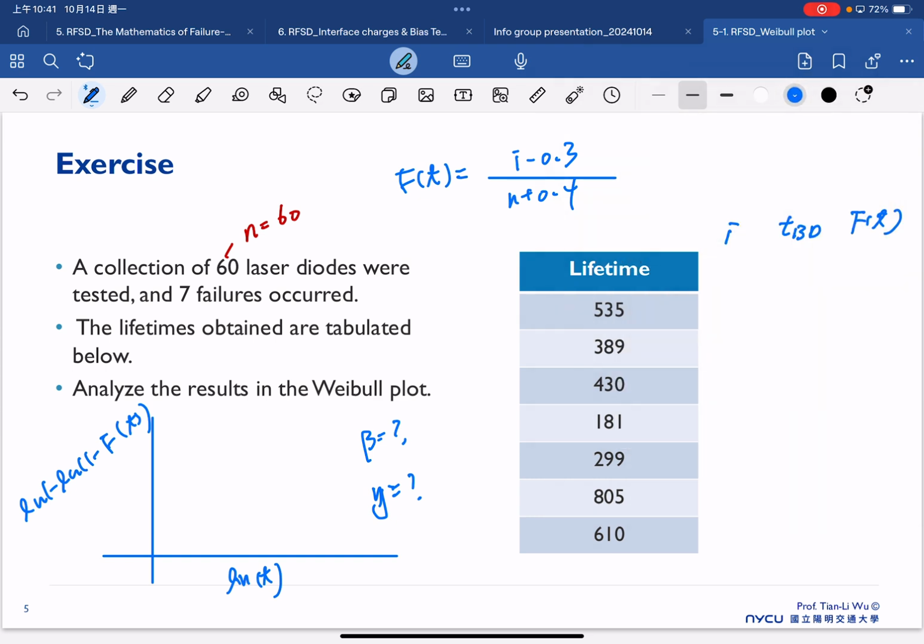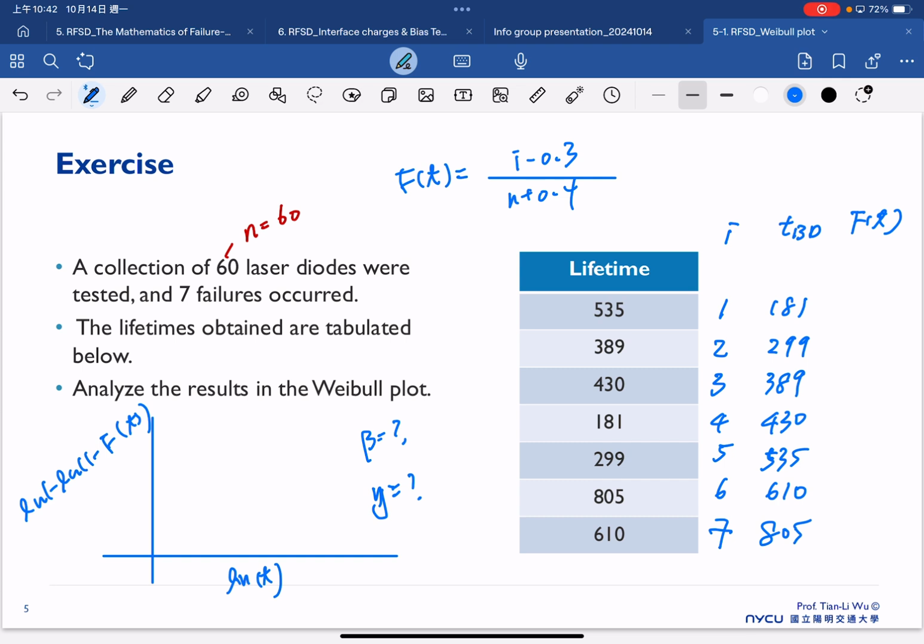So in this case, for sure, first we do the index. We have seven device values, so i will be equal to 1, 2, 3, 4, 5, 6, 7. And we do the ranking, from the smallest one to the largest one. The smallest one is 100, 201, 299, 389, 430, 535, 610, and 805. And we do the calculation of the F(t).